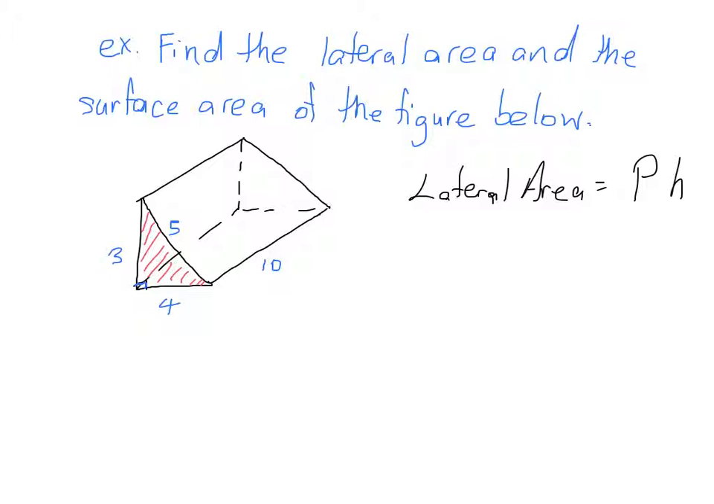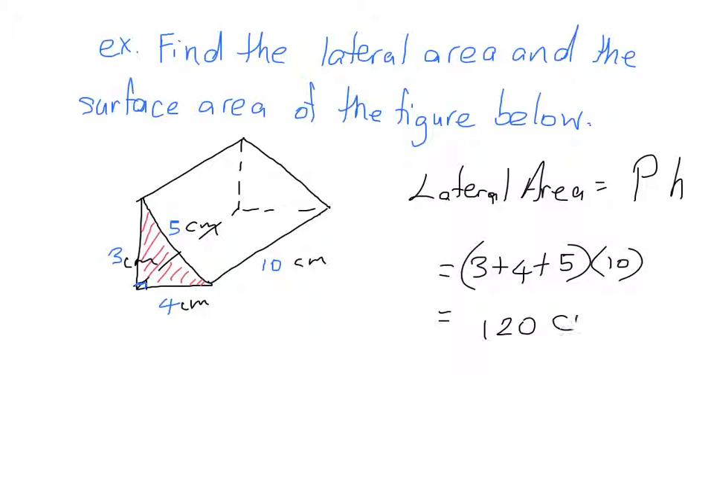So our perimeter is equal to 3 plus 4 plus 5. The height of our triangular prism is 10, so we multiply by 10. We get that our lateral area is 120 squared units. Let's throw some units on this figure. In this case, it would be centimeters squared. That's our lateral area, but we are not done because in our surface area we have to add those 2 triangles at the bottom and at the top.